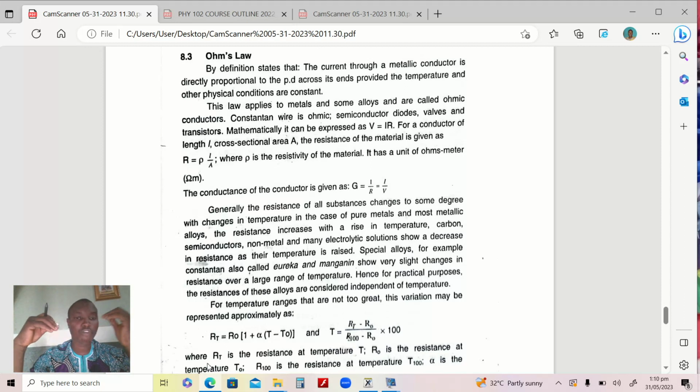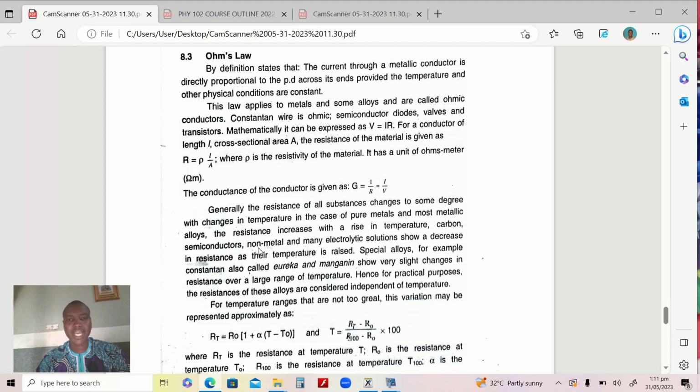Examples of conductors that obey Ohm's law are our normal conductors, the conducting wire, the Constantan wire, some of these conductors. But those that do not obey Ohm's law are diodes, varactors, and some of these semiconductor materials. They do not obey. The graph is not a straight line graph like that of the I-V graph that we know. So Constantan wire is an ohmic conductor; semiconductors, valves, and transistors are not.